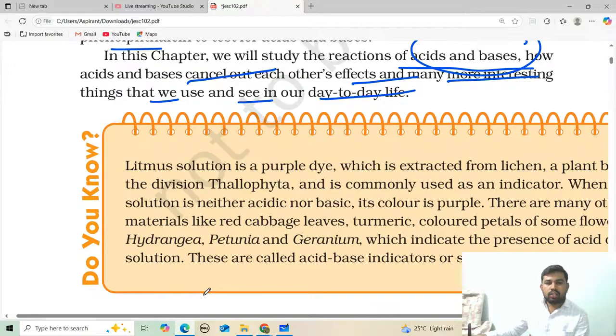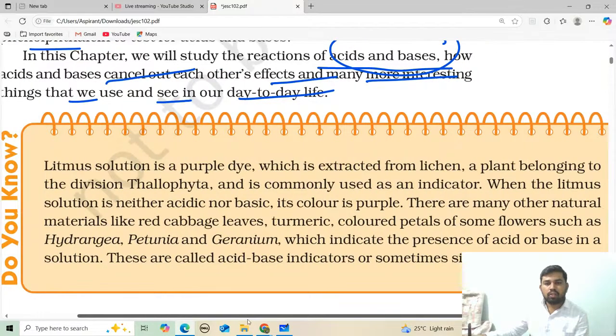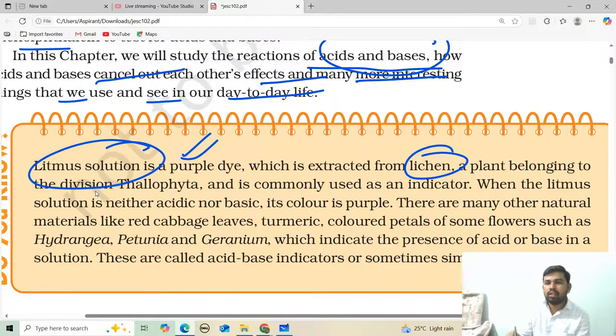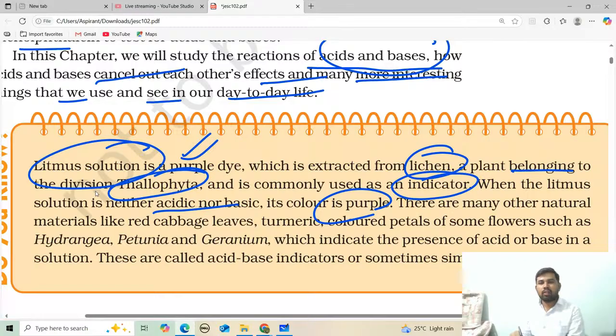This box tells about some natural indicators. You can see litmus solution given here. Litmus solution is a purple dye extracted from the lichen plant, which belongs to the division Thallophyta. It is commonly used as an indicator. When the litmus solution is neither acidic nor basic, its color is purple. Remember, the original color is purple.